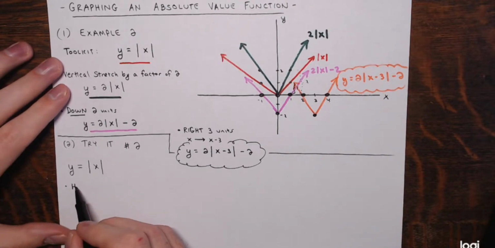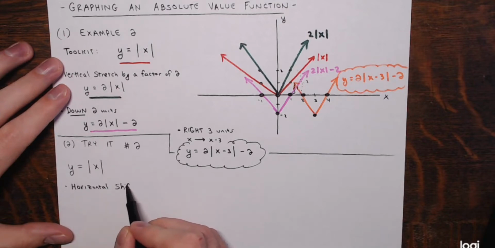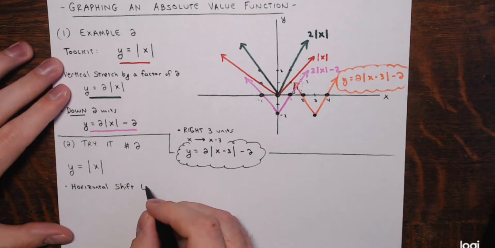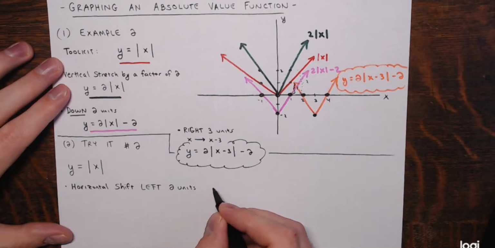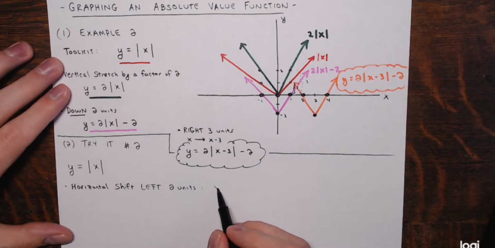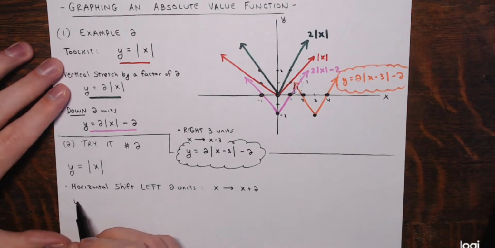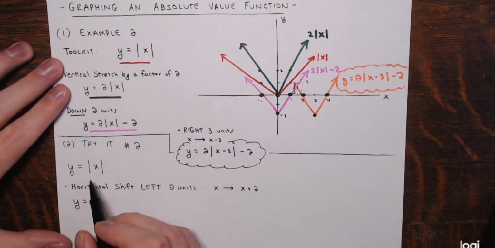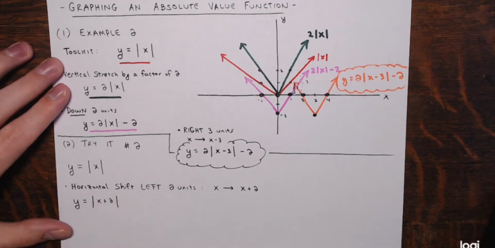The first one they asked us to do was a horizontal shift left 2 units. And again, I'm hoping you recall how to do this. To do a shift left 2 units, you're replacing all the x's with the quantity x plus 2. So now instead of y equals the absolute value of x, it's going to be the absolute value of x plus 2. The graph of this function would be the graph of that one, shifted left 2 units.